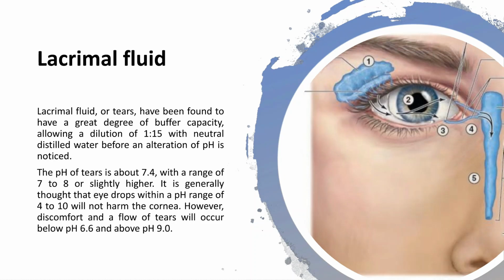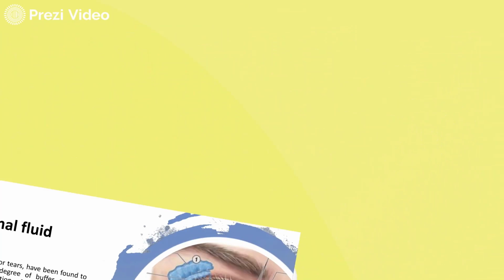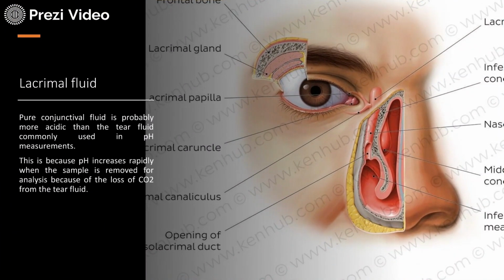This sort of discomfort and flow of tears will occur below pH 6.86 and above pH 9. You must have observed that with certain eye drops sometimes you feel a lot of pain when the buffering agent is not able to act, and if an eye drop does not have buffering action, it will cause you a lot of discomfort and pain. The lacrimal fluid originally contains pure conjunctival fluid, which is probably more acidic than the tear fluid commonly used in pH measurements. This is because pH generally increases rapidly when the sample is removed for analysis, because of the loss of carbon dioxide from the tear fluid.